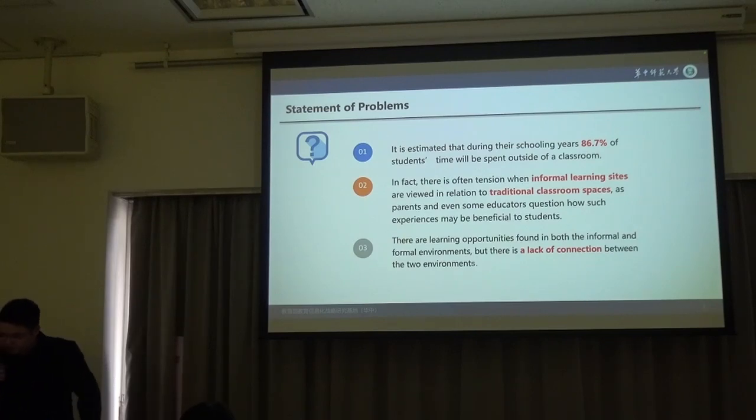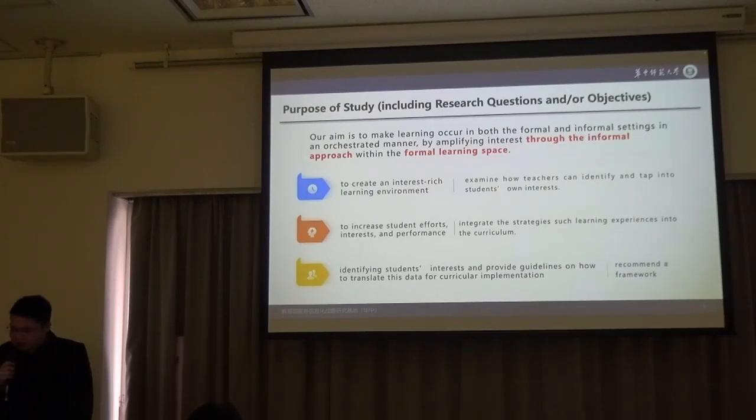In this study, we look at schooling. For school kids, about 80% of their time is spent outside of the classroom, and we have a tension between informal learning and formal learning. How can we mitigate the tension? That is the question we are facing, and we want to make the connection between the formal and informal environments. So we created this project, and we aim to make learning occur in both formal and informal settings in an orchestrated manner, amplifying interest through the informal approach within the formal learning spaces.